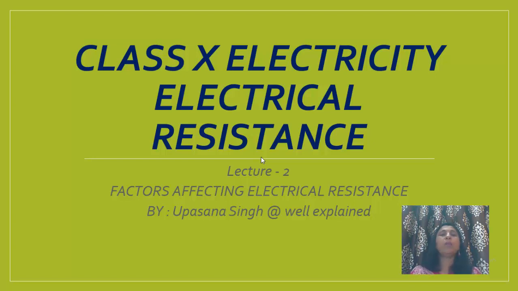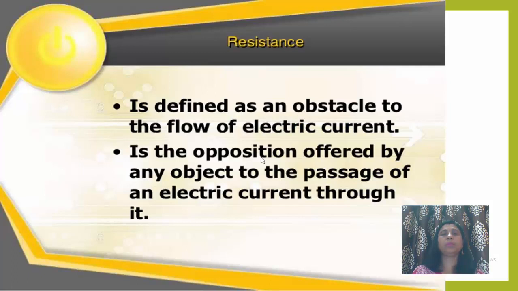Today I am here with class 10th electricity lecture number 2, electrical resistance. Now what is resistance? Resistance is defined as an obstacle to the flow of electric current, or it is also said that it is the opposition offered by any object to the passage of an electric current through it.